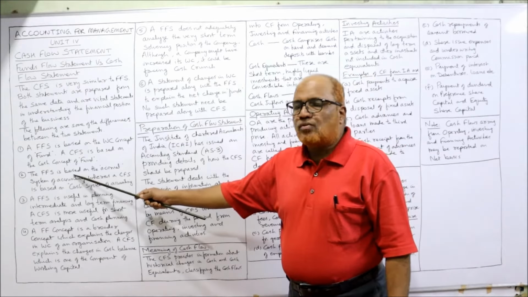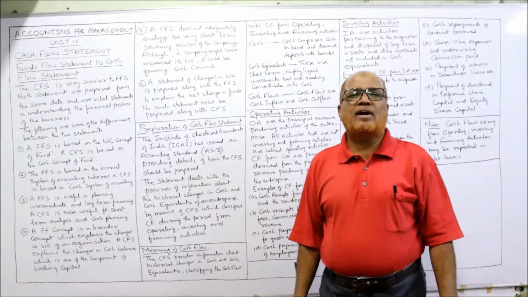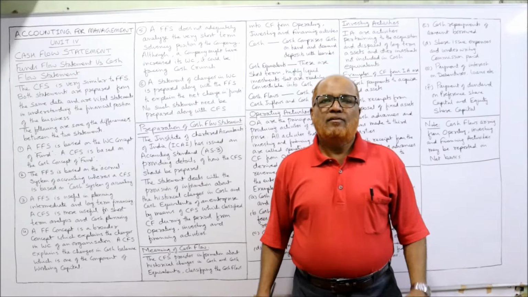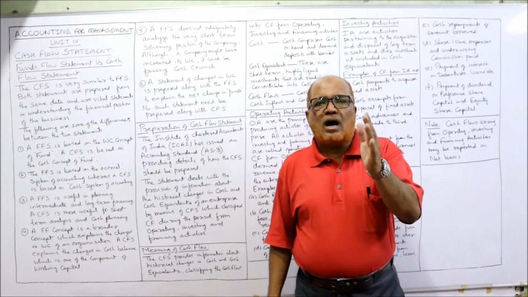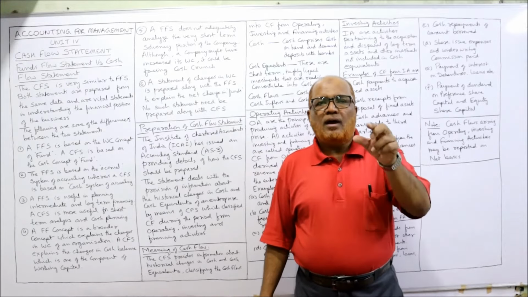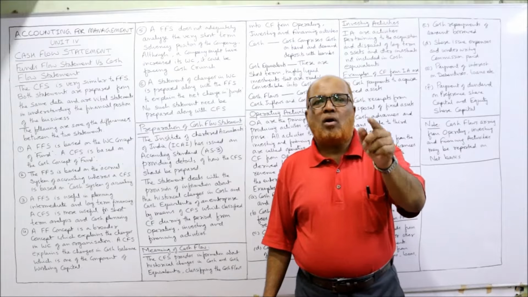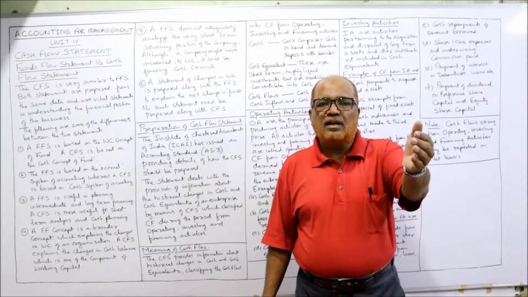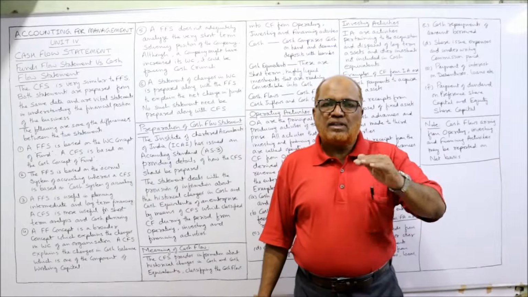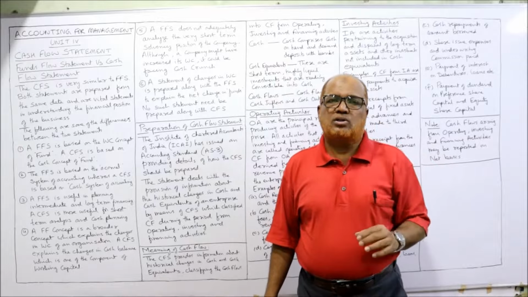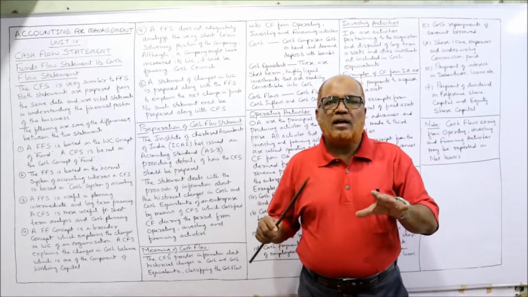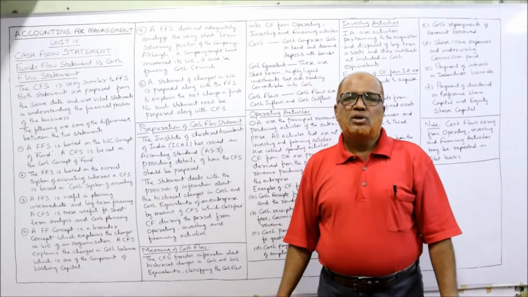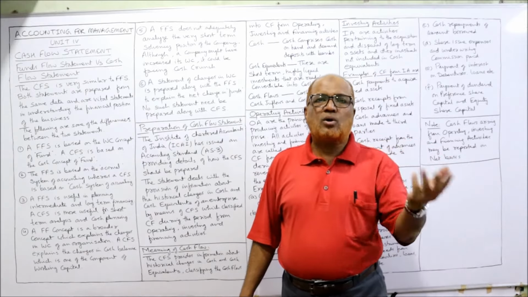Next, second one: the funds flow statement is based on accrual system of accounting, whereas cash flow statement is based on cash system of accounting. First of all, there are two systems of accounting, accrual system and cash system. According to the accrual system of accounting, all expenses and incomes of the current year should be taken, whether income is received or not, whether expenses are paid or not. That's why all outstanding and prepaid items will be adjusted in the accrual system. So funds flow statement is based on accrual only.